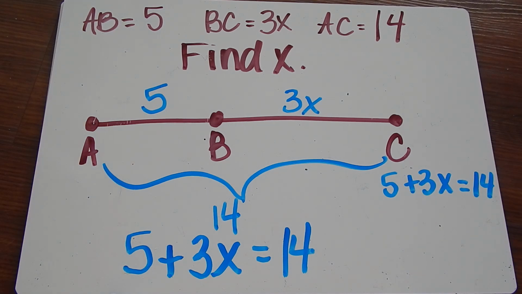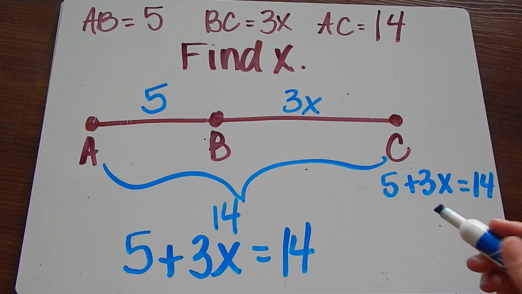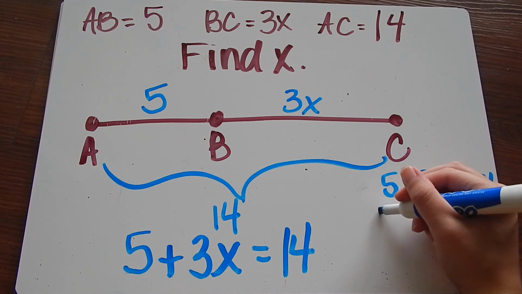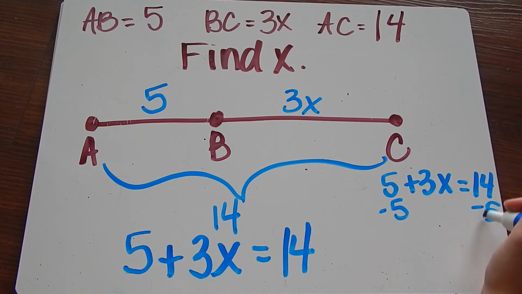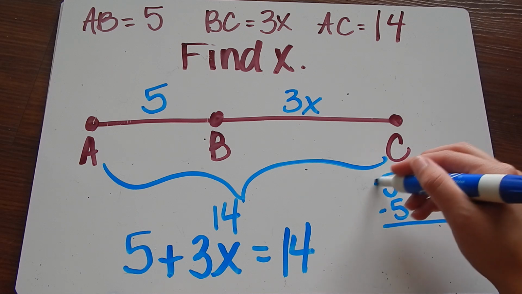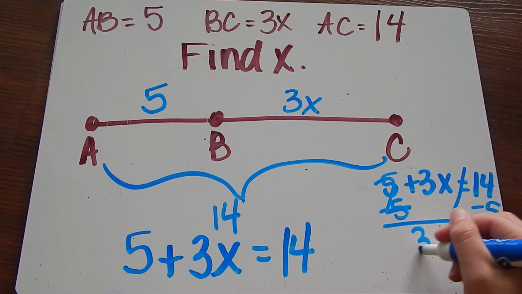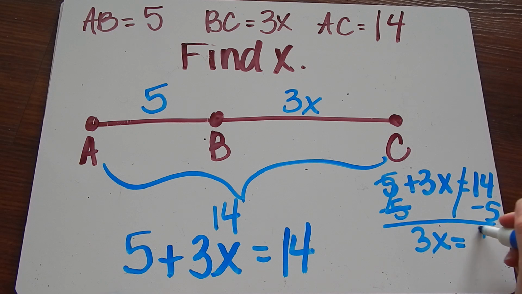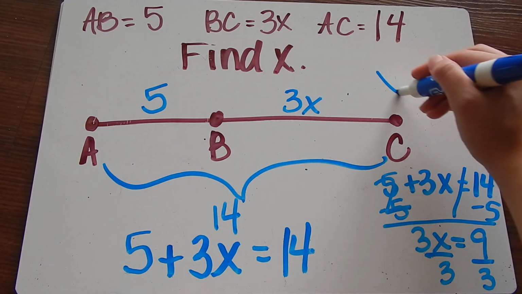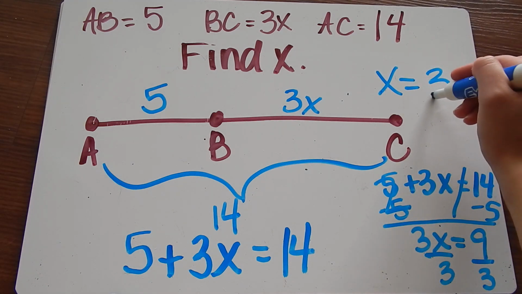This is a two-step equation, so I'm just going to get rid of what's not attached to the variable first by subtracting 5. These zero out. I get 3x equals 9. Divide both sides by 3 to give me my answer as x equals 3.